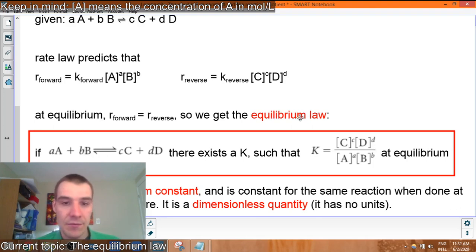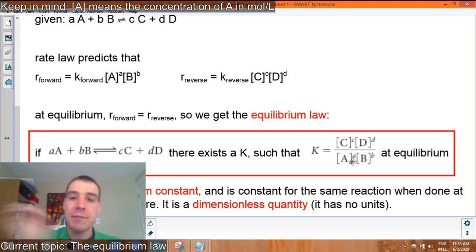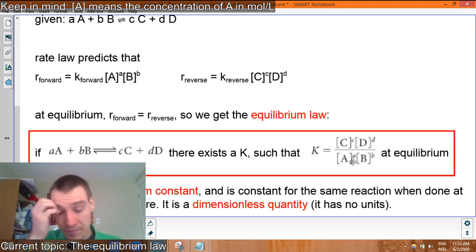And by definition, we put the products on top because that's what we're looking at making, so they're more important, they go on top, and the reactants on the bottom. There's no real reason for this. You could have a K where the reactants are on the top and the products are at the bottom, but everyone has kind of agreed to always have products on top, reactants on the bottom. And please note that the exponents are just the coefficients in front of the reactants and the products. So when we actually do some practice problems, this will make a lot more sense. But that is the definition of K.